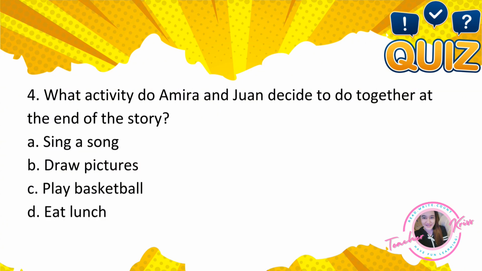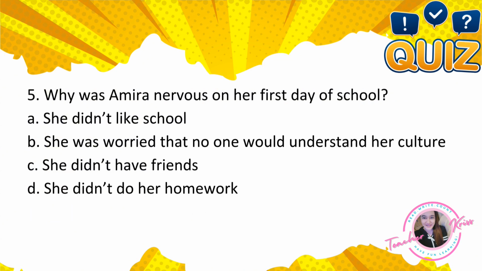Number 4. What activity do Amira and Juan decide to do together at the end of the story? A. Sing a song. B. Draw pictures. C. Play basketball. And letter D. Eat lunch. All right. The correct answer is letter C. Play basketball.